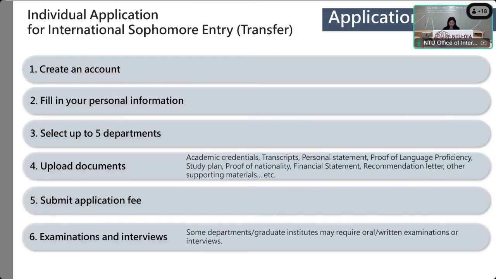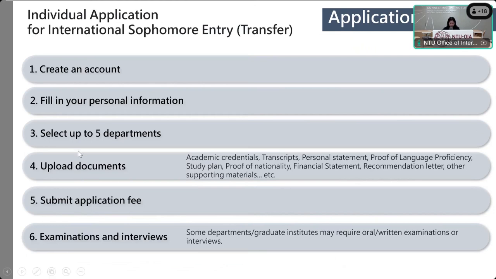So the next one, now I would like to introduce the application process. First, you need to create an account and fill in all your personal information. You can select up to 5 departments. If you receive more than 1 admission offer, you can only choose 1 department to enroll in.